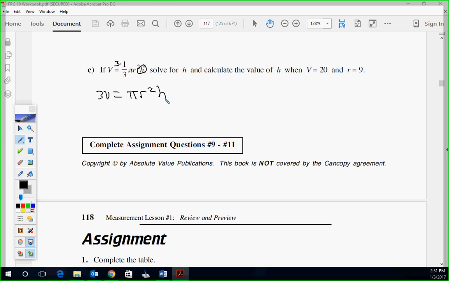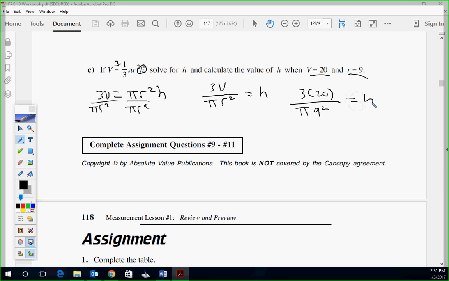Now what? We're trying to get h. Yeah, just divide this chunk off. That's all you have to do. Because all of them are multiplying, so I just divide these two off. So we get 3v over pi r squared equals h. Do we know r and v? Yep, they tell us r and v right there. 3 times 20 over pi 9 squared. So we do that calculation now. h ends up being 0.2.